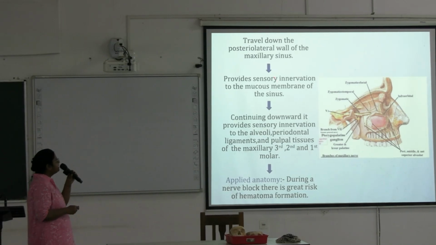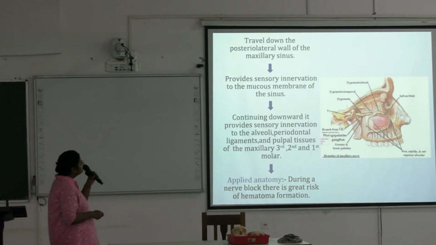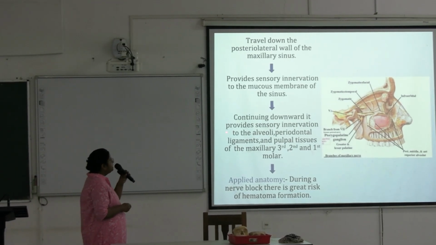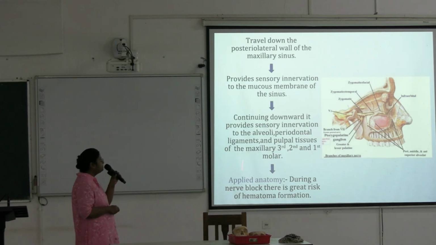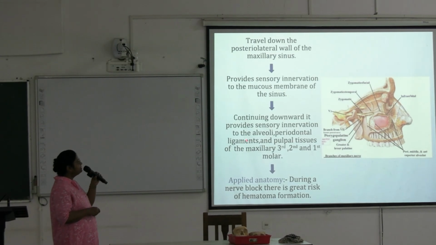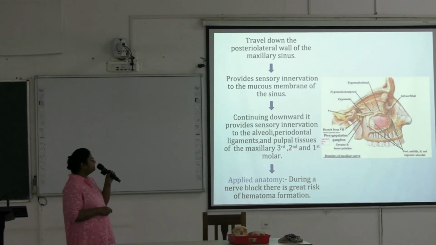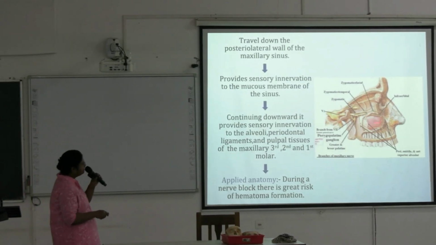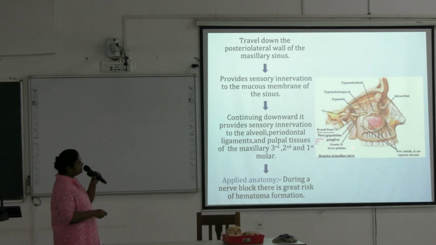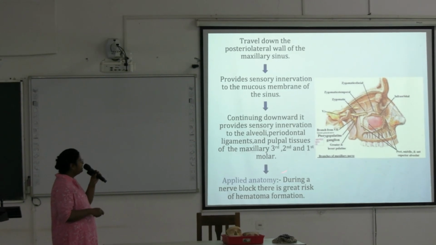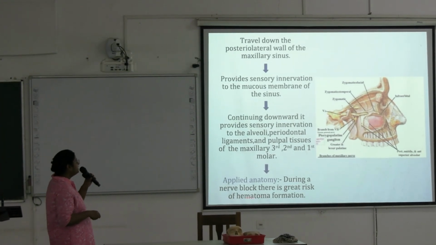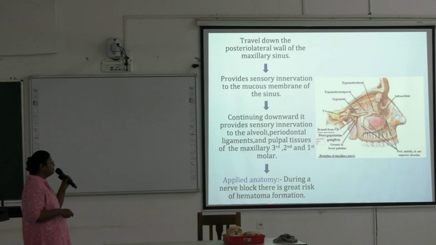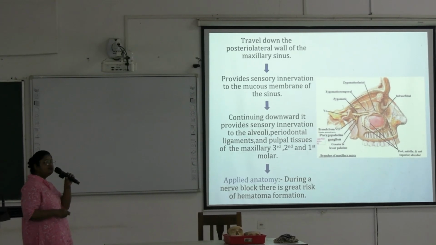It travels down the posterolateral wall of the maxillary sinus, provides sensory innervation to the mucous membrane of the maxillary sinus, and continuing downward, it provides sensory innervation to the alveoli, periodontal ligaments, and pulpal tissue of the maxillary third, second and first molars. These molars are supplied by this posterior superior alveolar nerve, and during a nerve block there is a greater risk of hematoma formation in this region.